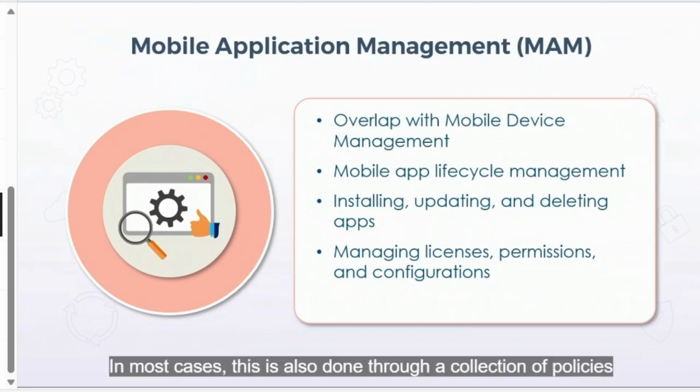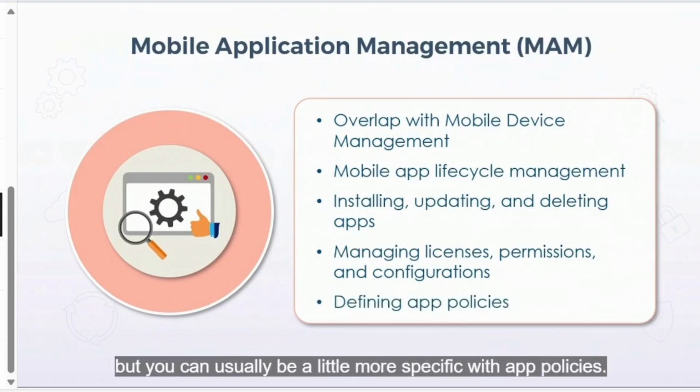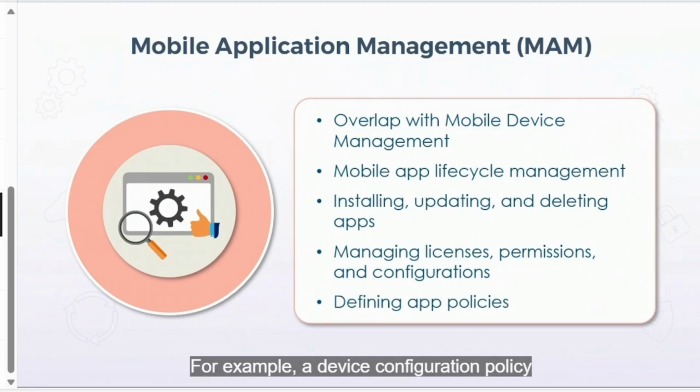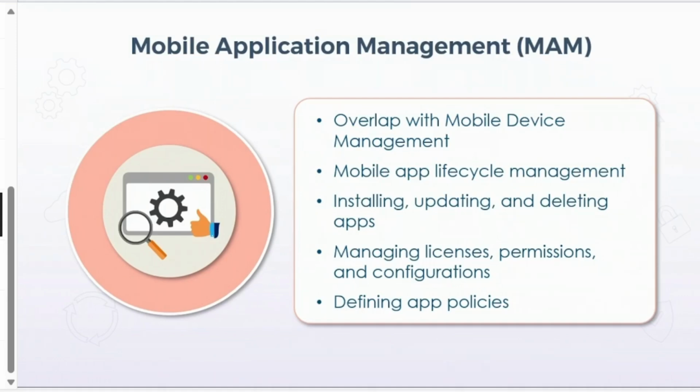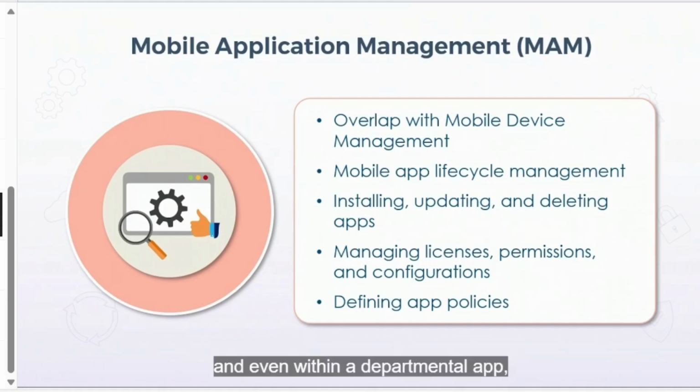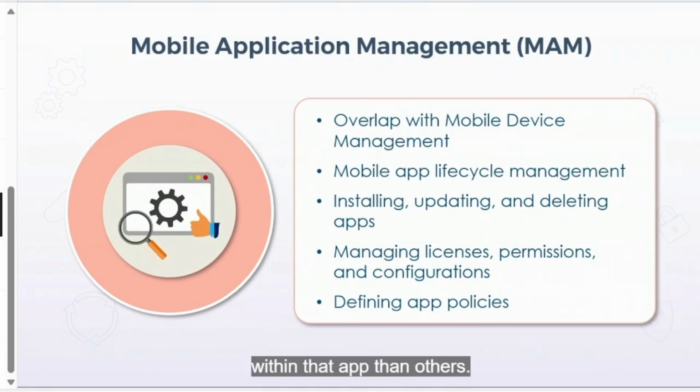In most cases, this is also done through a collection of policies, just like device configuration policies, but you can usually be a little more specific with app policies. For example, a device configuration policy that requires a password to be used on the device might be applicable to every user in your organization, but the apps used by specific users in specific departments could vary widely, and even within a departmental app, some users might have different permissions or abilities within that app than others.